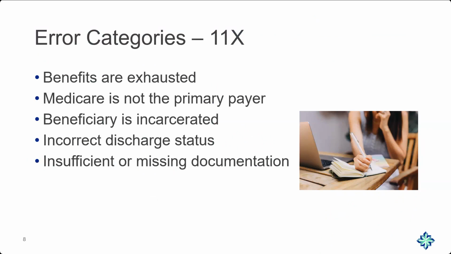So on the inpatient Part A claims in our data sample, here are the top 5 categories of errors. I'm just going to go down the list and then we'll explore them more in a few minutes. We had benefits are exhausted. Medicare is not the primary payer. Beneficiary is incarcerated. Incorrect discharge status, and insufficient or missing documentation. I know those are very general categories, but again, we're going to look at them more.